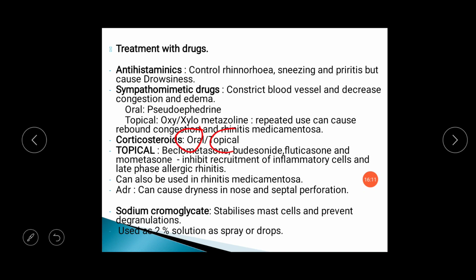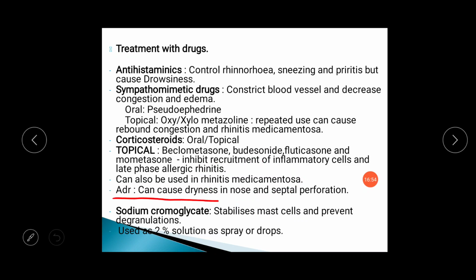Corticosteroid can be used orally or topically. It means directly in the nasal cavity as spray or drops. Topical corticosteroids have more advantage as they avoid the systemic adverse drug reactions of oral steroids. Topical corticosteroids in use are beclomethasone, budesonide, fluticasone, and mometasone. They inhibit the recruitment of inflammatory cells like eosinophils and neutrophils, and they avoid late phase rhinitis. They can also be used in rhinitis medicamentosa.